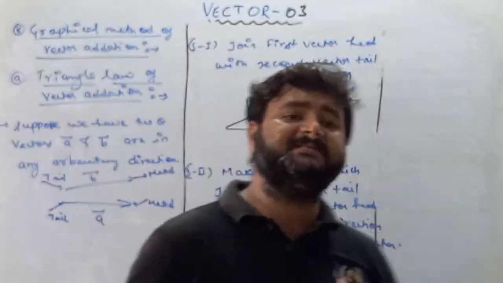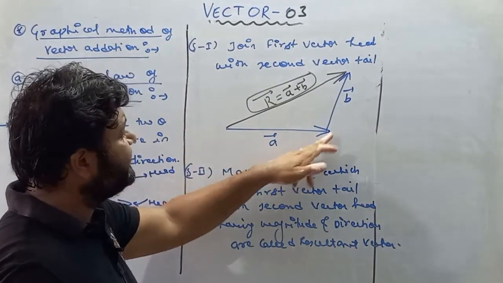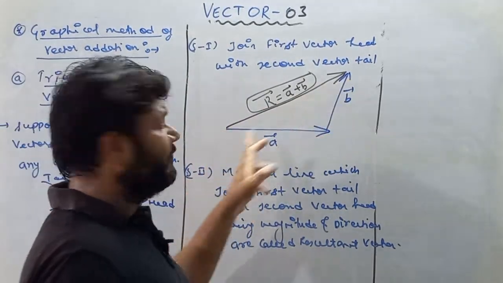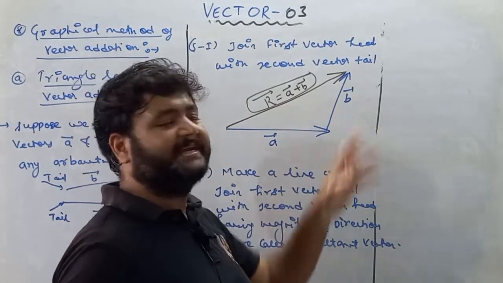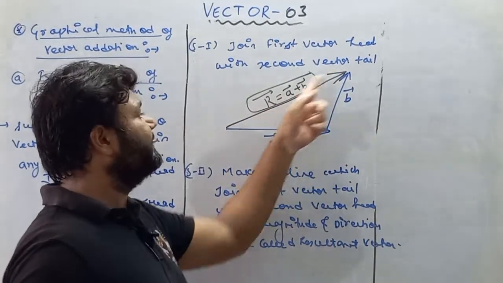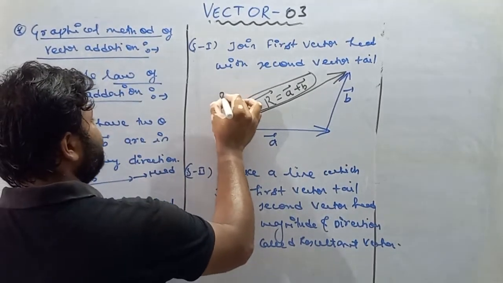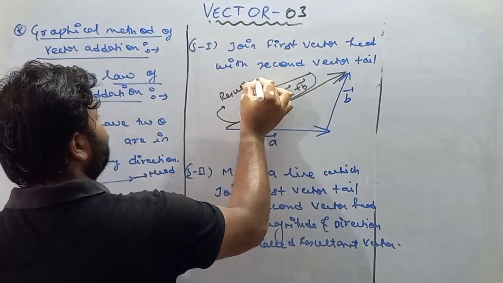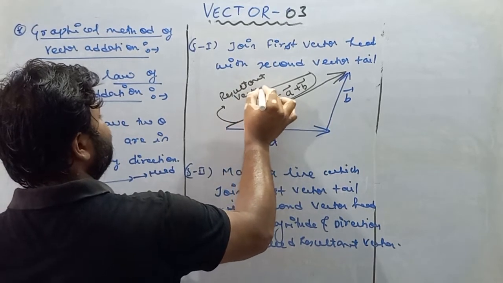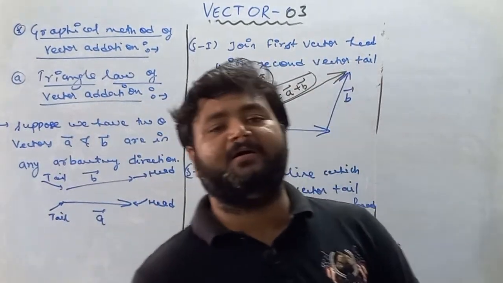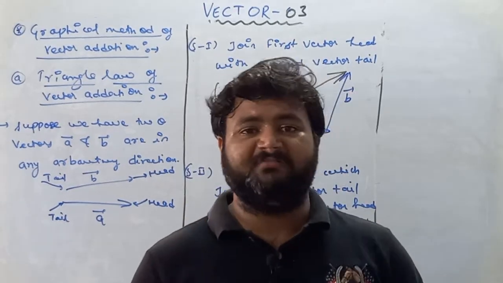So step 1 is join first vector head with second vector tail, and then form a line from first vector tail to second vector head having magnitude as well as direction. That vector is called resultant vector. And this is how we'll proceed with the triangle law of vector addition of two vectors.